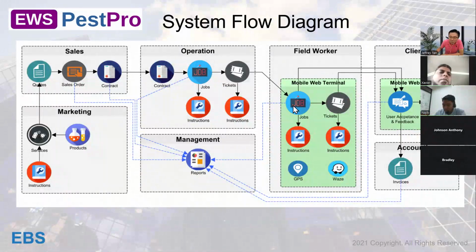You can use it to refer to the job list, what you need to do. You follow one by one, or the ticket. And then you have instructions there. When you update all the work you have done, you update the instructions. And GPS, we can record the GPS. Is your worker there or not? Are they at the right place? When they press the button, the system will record where they are.